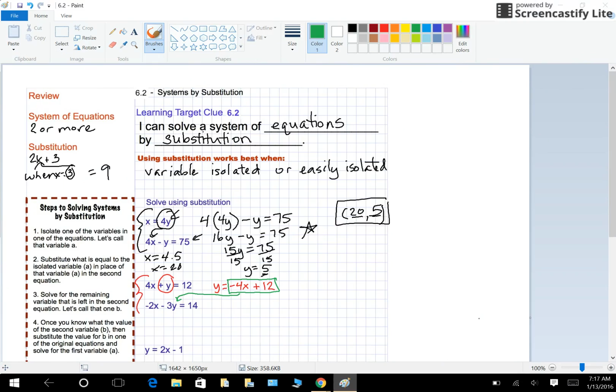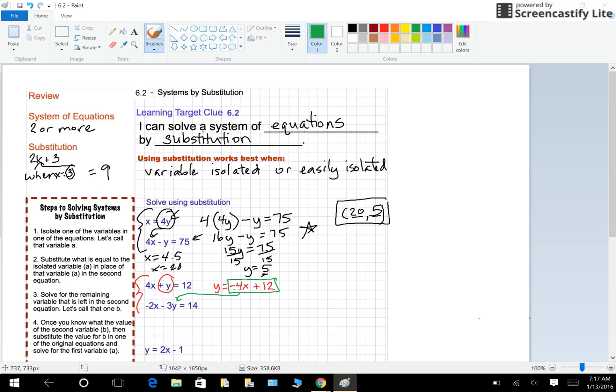Okay, so hopefully what you did was you subtracted negative 4x and you ended up with y equals negative 4x plus 12. Now we have our y isolated and we know what y is. So we can take whatever the value of y is, which happens to be negative 4x plus 12, and replace it with the y value in our second equation.